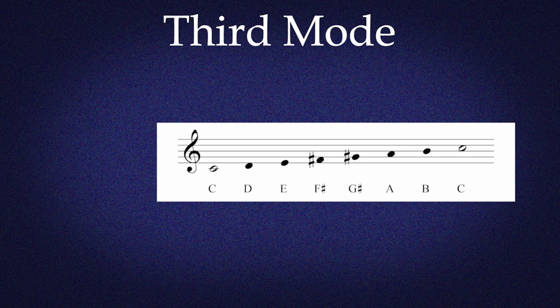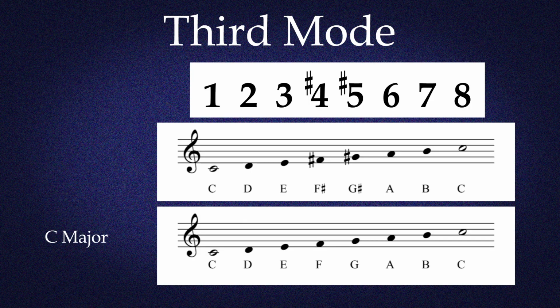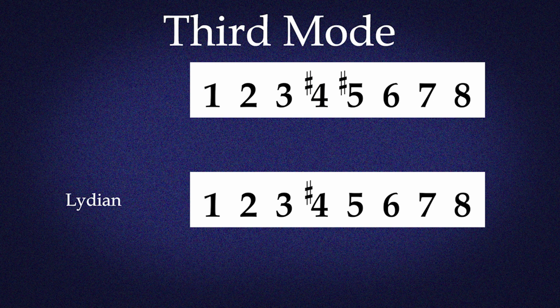The third mode would be C, D, E, F sharp, G sharp, A, B, and C. Its formula is 1, 2, 3, sharp 4, sharp 5, 6, 7, 8. It's basically Lydian with a sharp 5, so it is called Lydian sharp 5 or Lydian augmented.